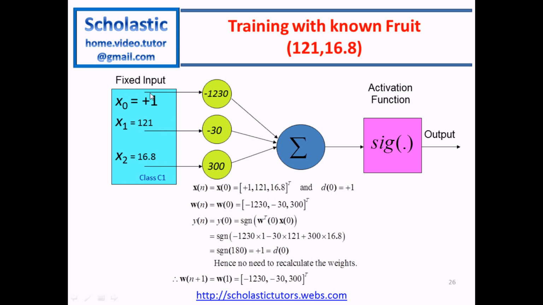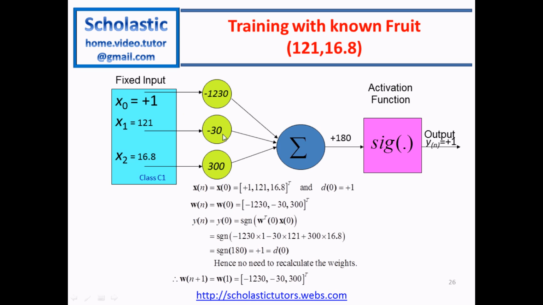So we give the fixed input, which is 1, and our vector 121, 16.8, and it goes through the weight vector, the same as what we did previously. That means our input vector 121, 16.8 transpose, and the weight vector -100, 1230, -30, 300 transpose are multiplied together to get a value of positive 180 inside the signum function. That means what is coming out from the summation is 180. It goes through the signum function, and if it is positive 180, the output will be +1. That means our desired output is correct, because we took this as class C1, and we defined that if you get +1, it belongs to class C1. Hence there is no need to recalculate the weights. So we stop there, and the weights are correct.